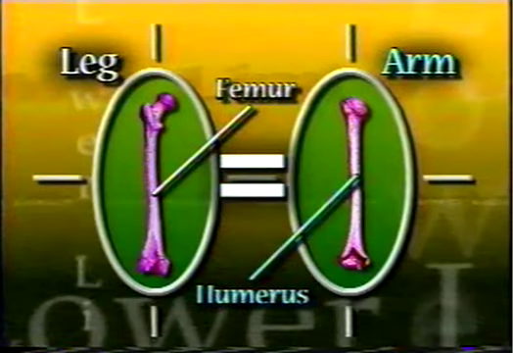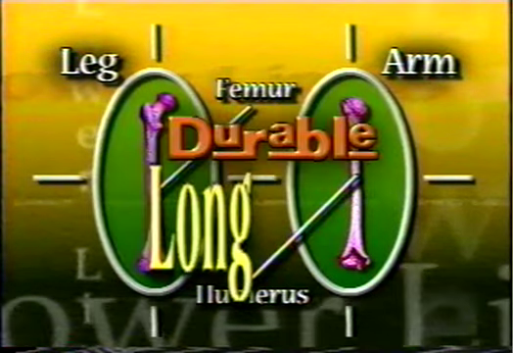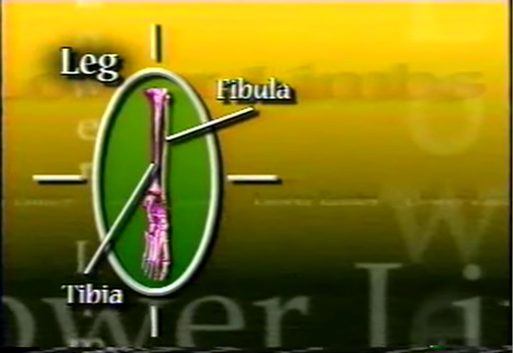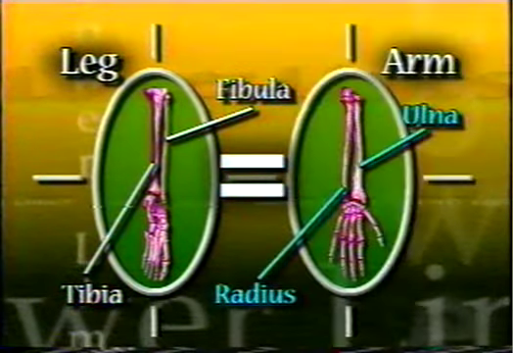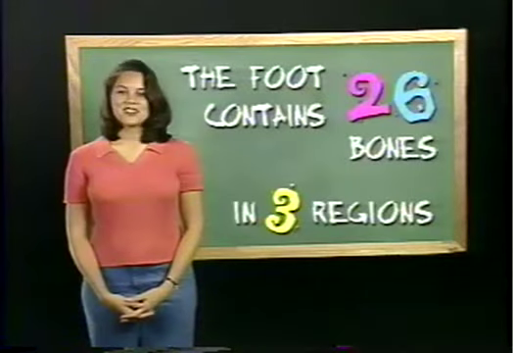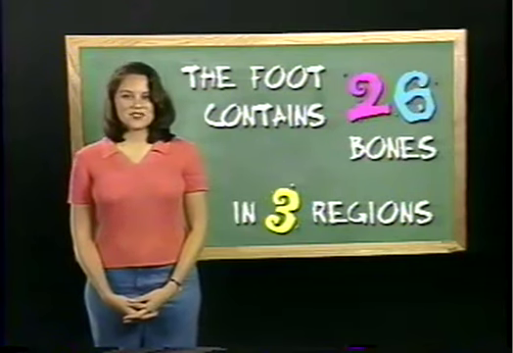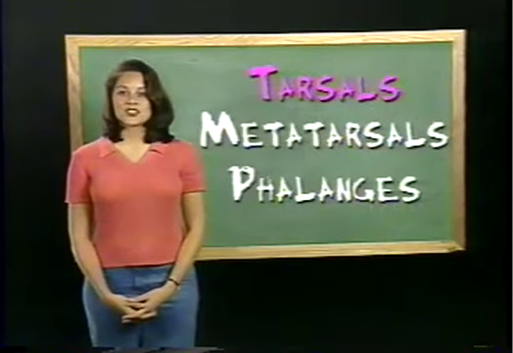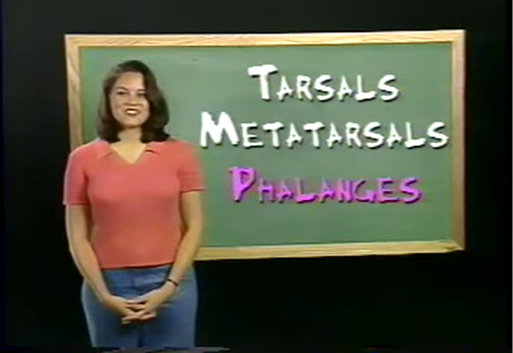Notice any similarities? The femur is like the humerus of the arm, both long, both durable. The tibia and fibula are like the lower limb versions of the radius and ulna, and the ankle is like the wrist. Next up, the foot contains 26 bones in 3 different regions. Those regions are the tarsals, the metatarsals, and the phalanges.